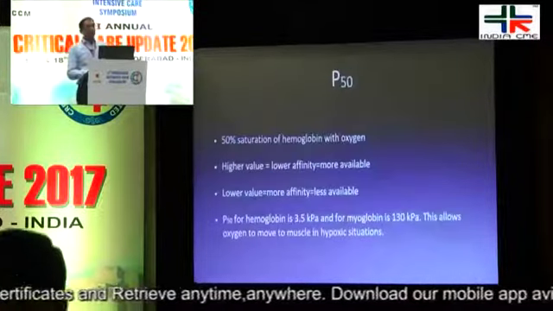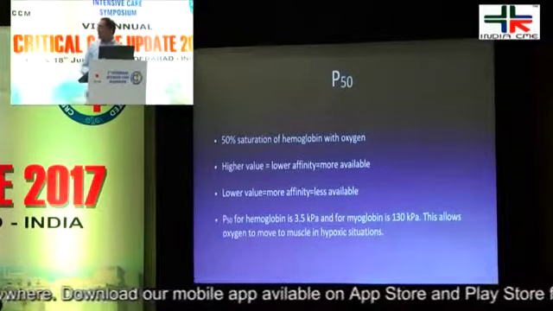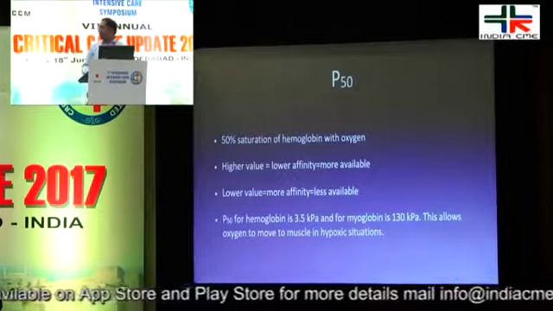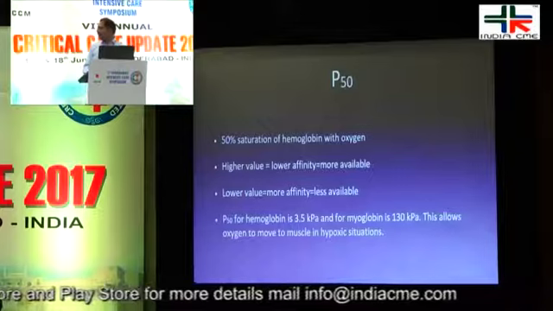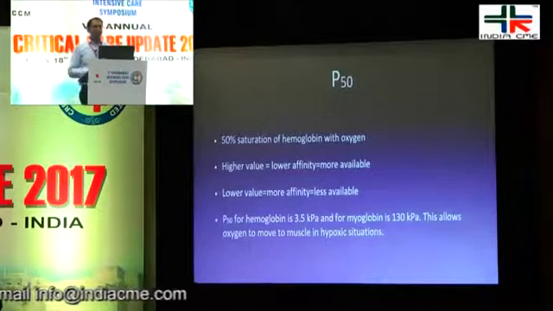Now, there's another concept called the P50, which is the pressure at 50% saturation of hemoglobin with oxygen. A higher value of P50 means that you have lower affinity and more oxygen available. For example, for hemoglobin it's only 3.5. For myoglobin it's 130. So this allows oxygen to move to muscle in a hypoxic situation.